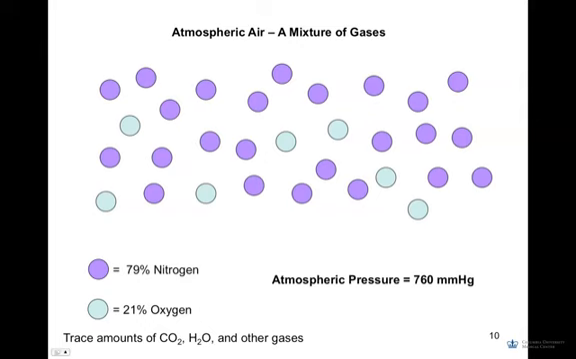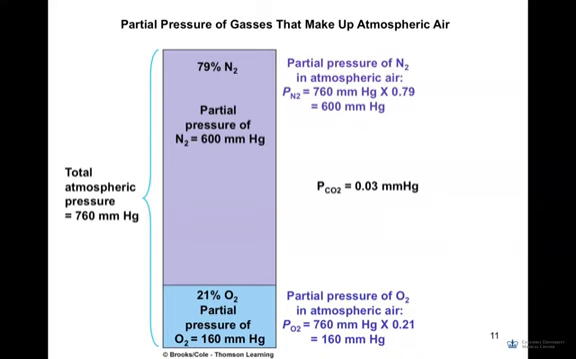So the total pressure at sea level for atmospheric air is what we call atmospheric pressure, which, like I said, at sea level is 760 millimeters of mercury, and millimeters of mercury is a measure of pressure. So total pressure is atmospheric pressure, 760.